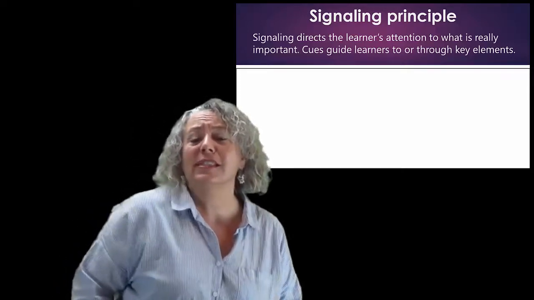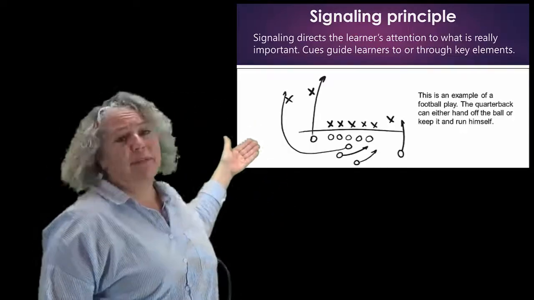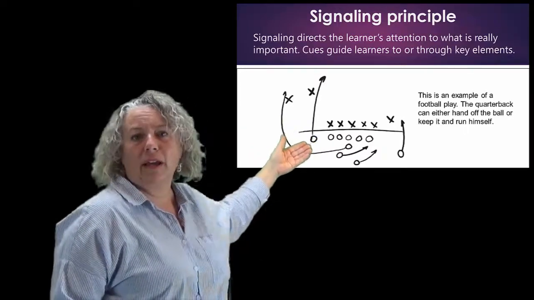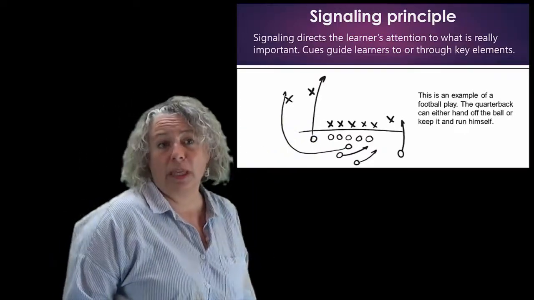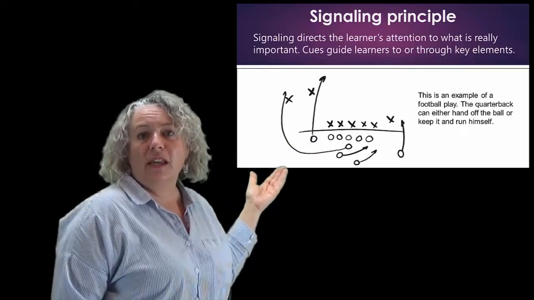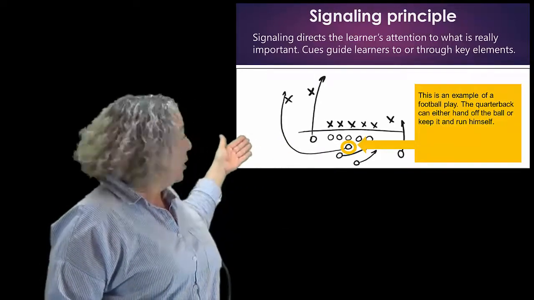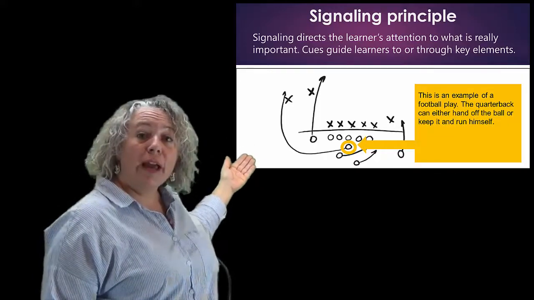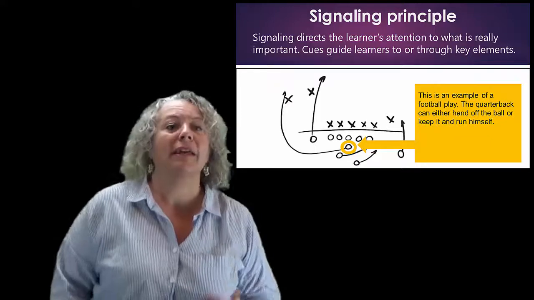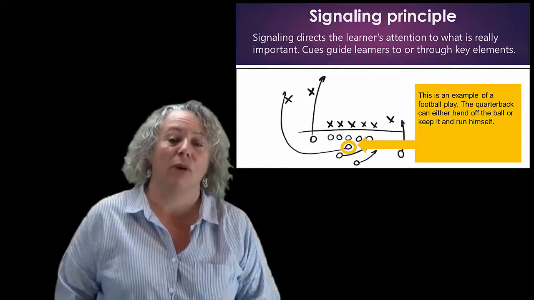So let's take a look at this example. We have a football play, and then the little blurb to the right talks about a quarterback. But if you've never seen a football play before and you don't understand it, you don't know who the quarterback is. So with a little signaling, we can go ahead and draw attention to the quarterback and bring the information over to relate it and make it clear to the learner what is being referenced.